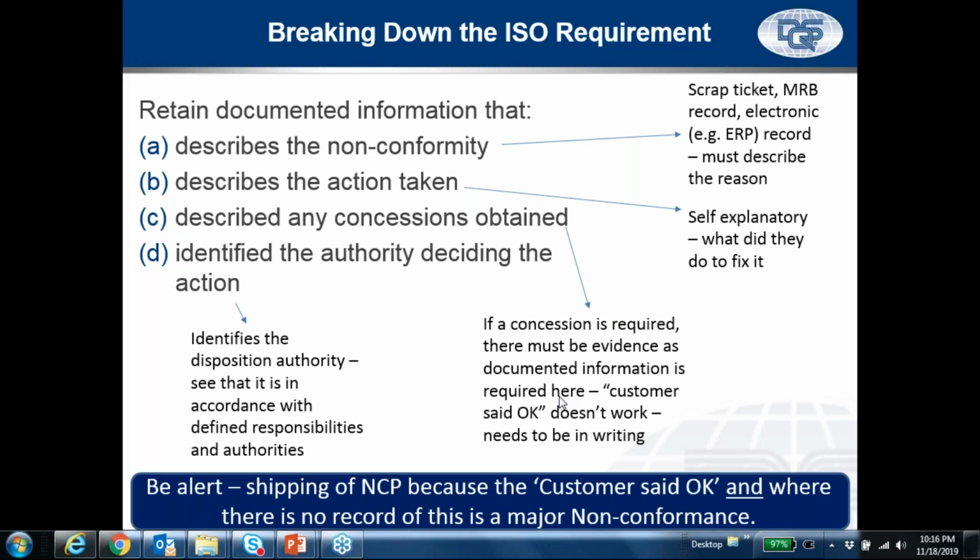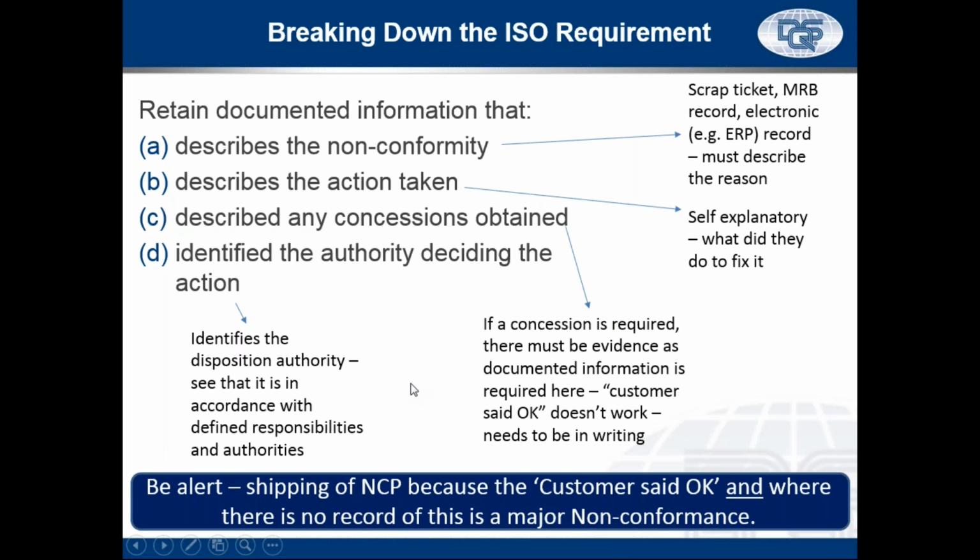That something in writing needs to be from the proper authority. It can't be just anybody at the customer. So you need to have a level of awareness, and some of this might be looking at customer specific requirements. Who at the customer can approve a concession? Then internally, their records need to identify the authority deciding the action. So who is making the disposition? And again, you need to be alert.